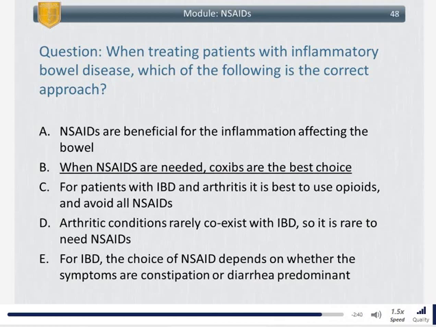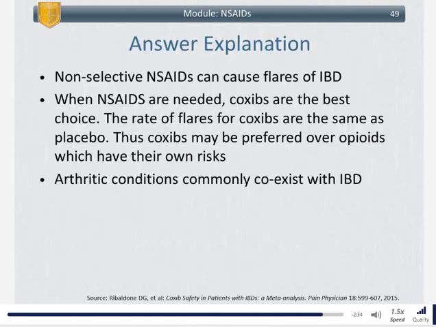When NSAIDs are needed, coxibs are the best choice, is the proper answer. Non-selective NSAIDs can cause flares of inflammatory bowel disease. When anti-inflammatories are needed, coxibs are the best choice. The rate of flares is the same as for placebo. Thus, they may be preferred even over opioids, which have their own risks. In general, they have risks, and they also have risks to the gut. Arthritic conditions commonly do coexist with inflammatory bowel disease.